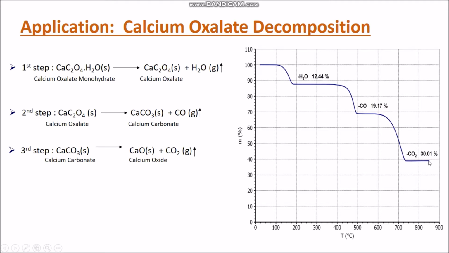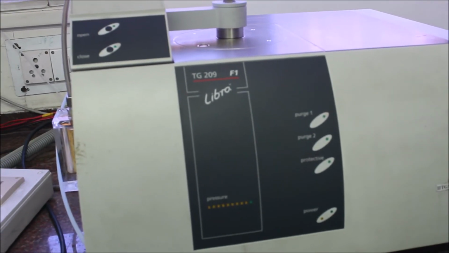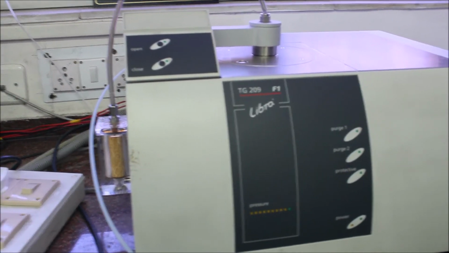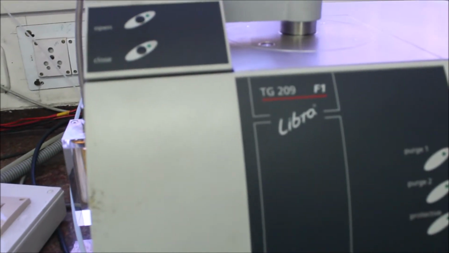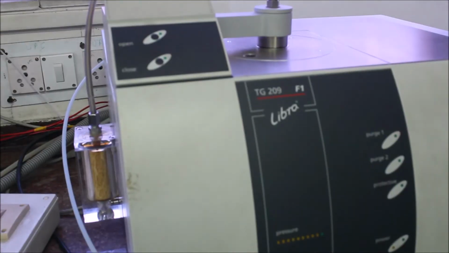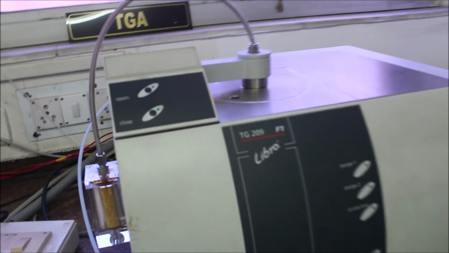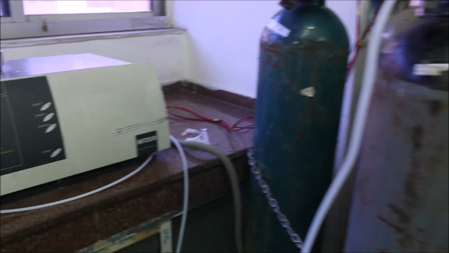So let's start with the real experiment. This is TGA, Thermogravimetric Analysis. This is one kind of thermal analysis equipment. In our department we have a TGA from NETZSCH, and this is the model number TG209F1. Okay, we'll start the experiment now.